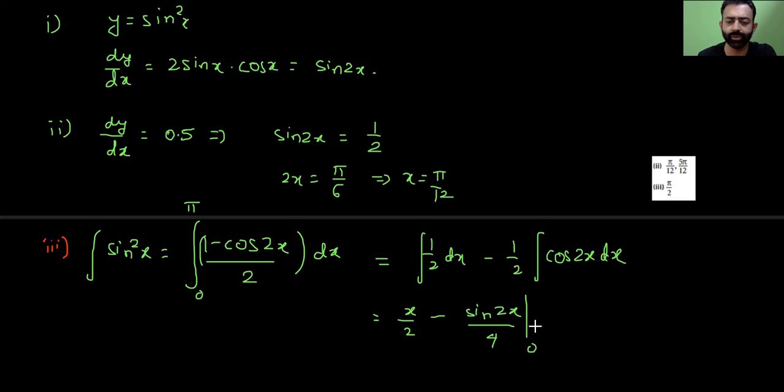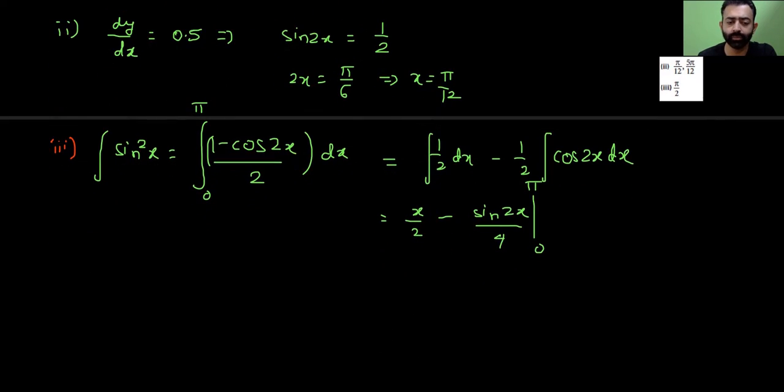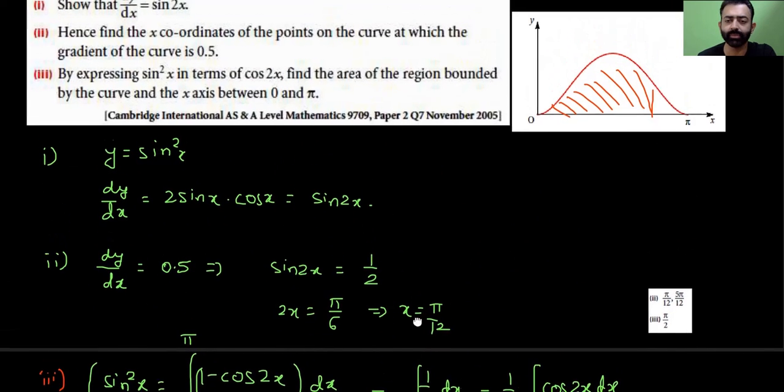Now apply the limits between 0 to pi. The upper limit gives pi by 2 minus sine 2 pi by 4, and sine 2 pi is 0. So the upper limit value is pi by 2 minus 0. Minus the lower limit: when you put x equal to 0, 0 by 2 is 0, minus sine 0 is again 0. So the value at the lower limit is 0. The answer is just pi by 2. So the area under the region is pi by 2.